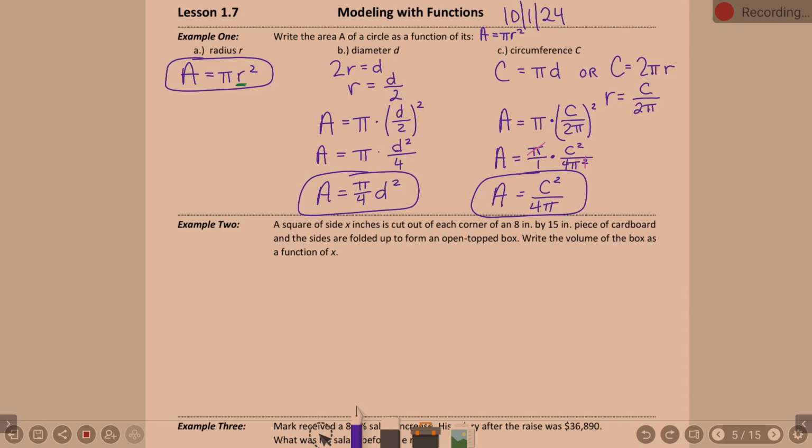Now, it's asking us to write the volume of the box as a function of x. Let's just start with volume. Volume of a box: length times width times height. Agreed? It was length times width times height, the volume of a rectangular box, right? Now, they want this done in terms of x. So I don't want L, I don't want W, I don't want H. But this is our starting point.